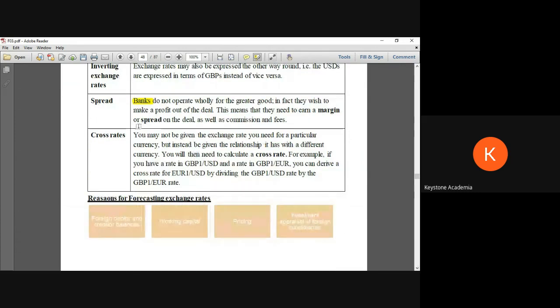Then we have cross rates. Instead of doing directly from GBP to US dollar or to Roundland dollar, we can do a cross rate. Let's say we know GBP to USD and we know USD to Roundland dollar. Now we can get Roundland dollar to GBP. It's mostly useful for the calculation purpose.